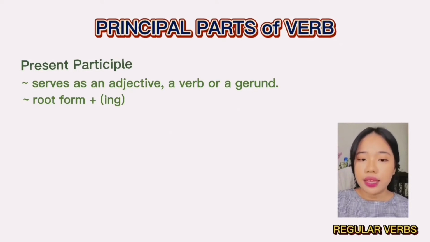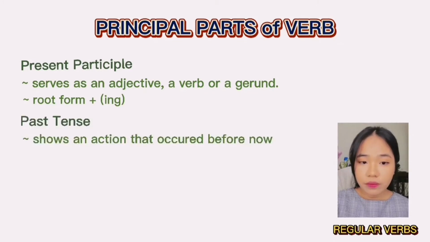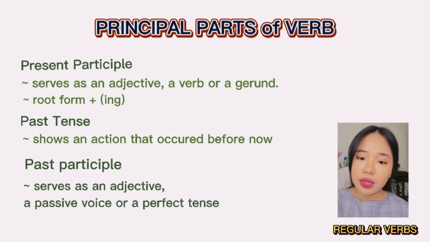Okay, next, after the present participle, we have the past tense. The past tense shows an action that occurred before now, so it happened in the past, which means the action is already done or finished. Moreover, we have the past participle, which serves as an adjective, passive voice, or a perfect tense.